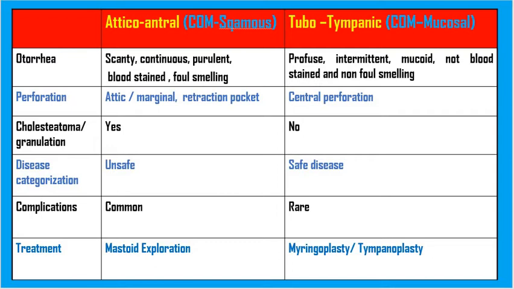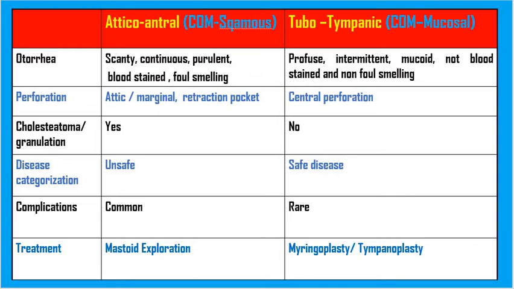You should be able to differentiate chronic otitis media squamous disease from chronic otitis media mucosal disease simply by the quality of discharge or otorrhea. Otorrhea in case of COM squamous type or atticoantral disease is scanty because in the posterior superior area, or the attic area, there are fewer goblet cells. It is continuous because there is continuous low-grade infection going on in atticoantral disease. The discharge is purulent due to pus-forming organisms, occasionally blood-stained because of presence of granulation tissues, and it is foul smelling because of anaerobic infections.